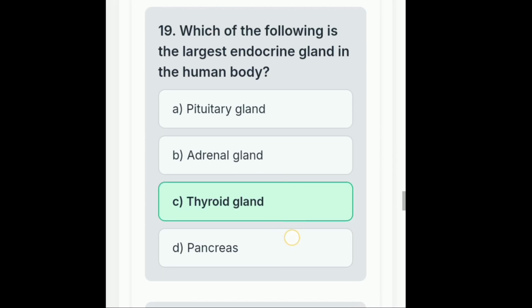Which of the following is the largest endocrine gland in the human body? Option A, pituitary gland. Option B, adrenal gland. Option C, thyroid. And option D, pancreas. Largest endocrine gland, so the thyroid is the correct answer.